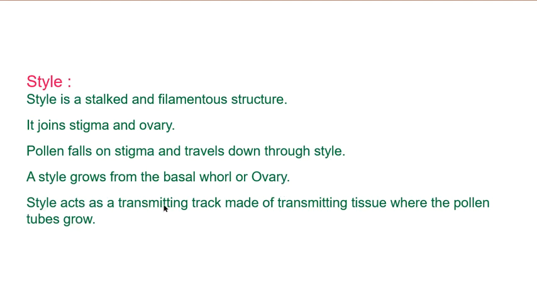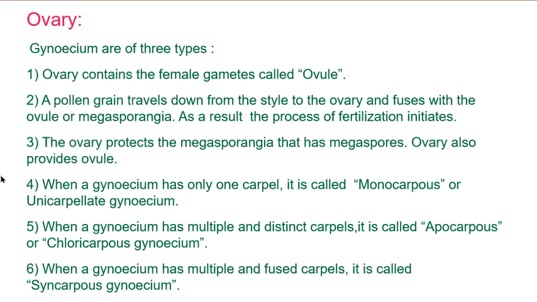Style acts as a transmitting tract made up of transmitting tissues where the pollen tube grows. Transmitting means which allows passing through it. That is the transmitting tract. And what type of tissue is the style made of? Transmitting tissues.